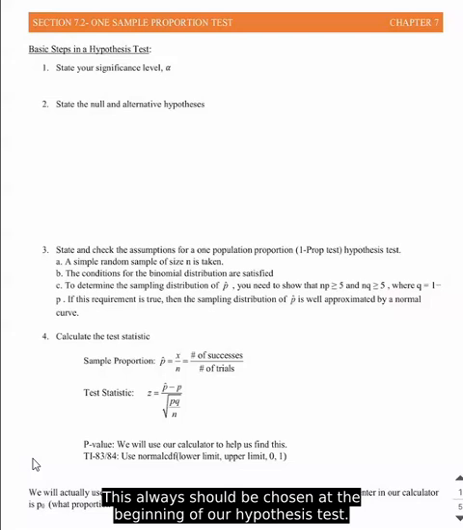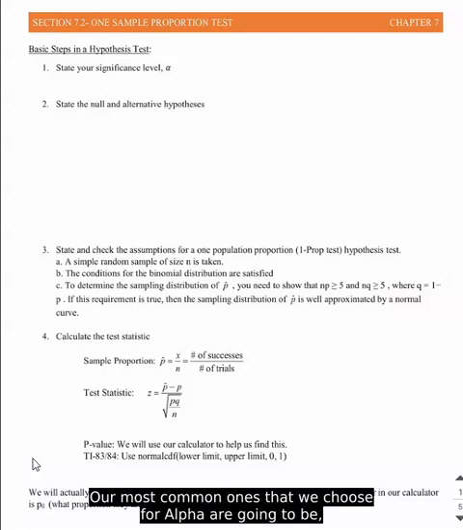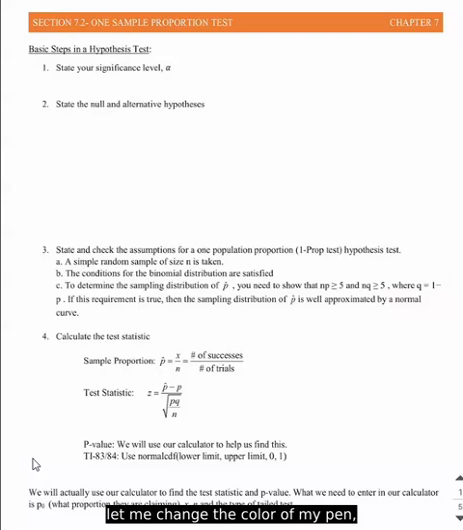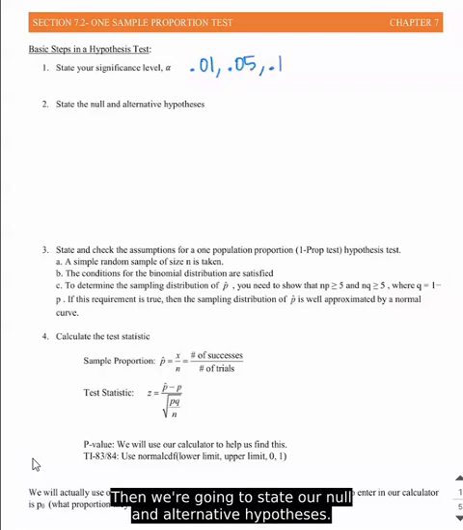This always should be chosen at the beginning of our hypothesis test, and the most common ones that we choose for alpha are 0.01, 0.05, or 0.1. Those are usually the three most common. Then we're going to state our null and alternative hypothesis.